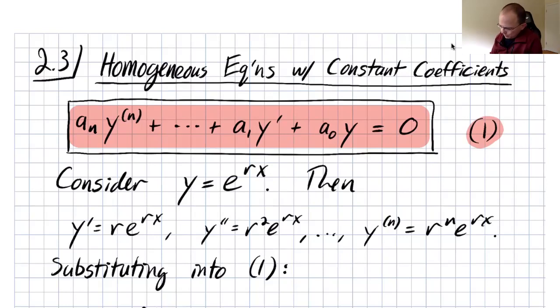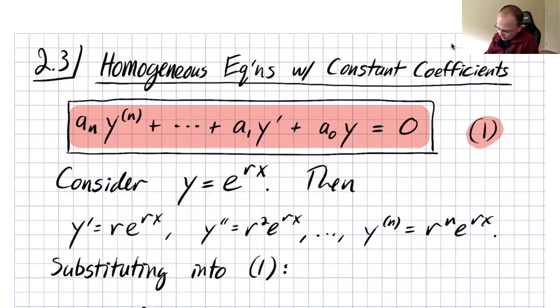And the idea is very simple. It's based on the following. We consider this function, y equals e to the rx. And we'll see that every solution of this differential equation is going to be of this form. So we'll be able to get all solutions. We'll get a set of solutions which we'll use to then form the general solution.